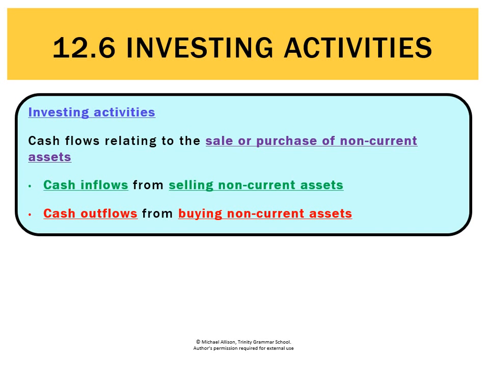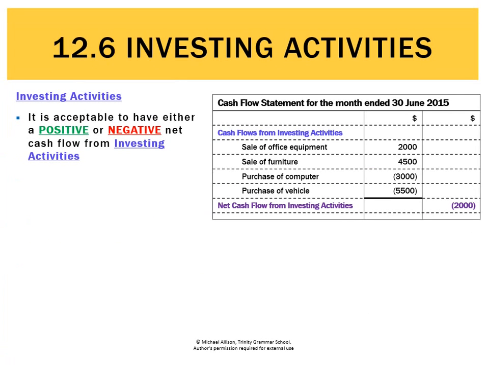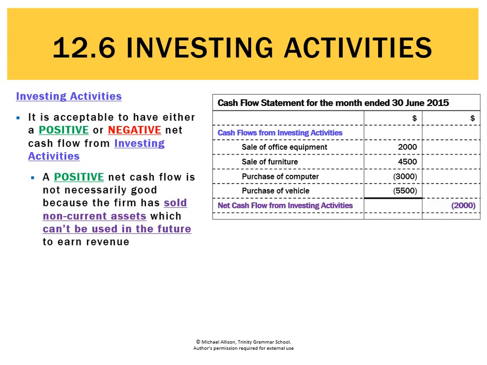Cash outflows in this section represent any cash paid to buy a non-current asset. So looking at the section, either a positive or a negative is acceptable in this section. In operating we said if there's a negative, that's really bad. A negative in this section is actually kind of okay. So you can see in this case it's a negative of $2,000, and that's not a bad thing.